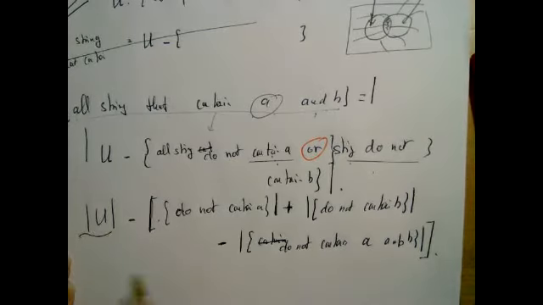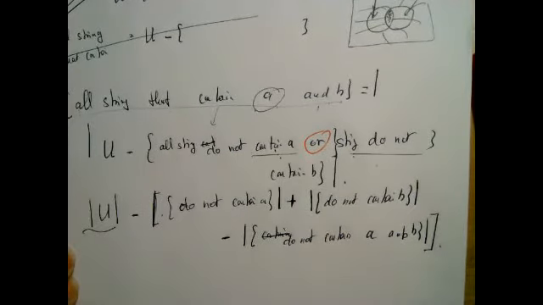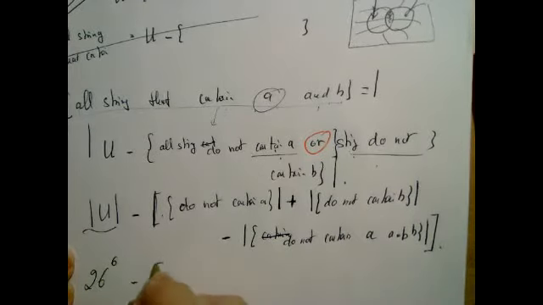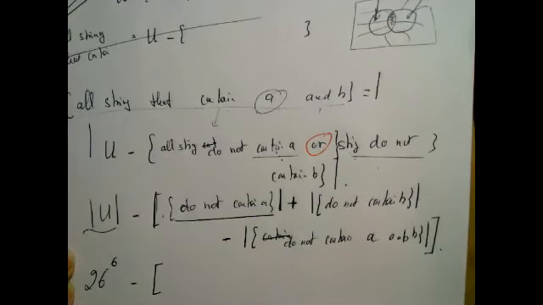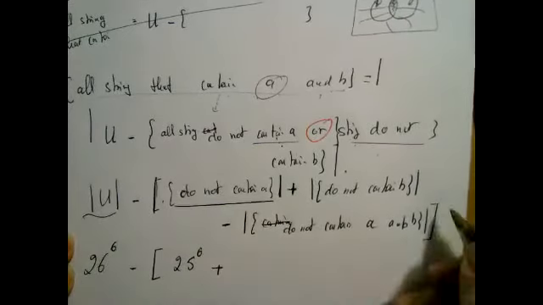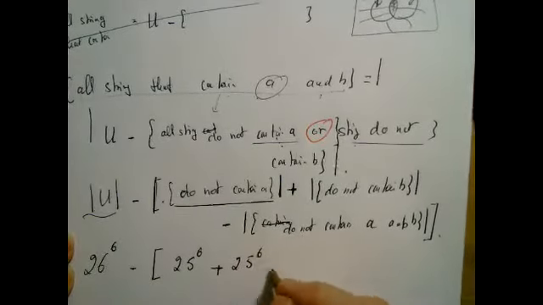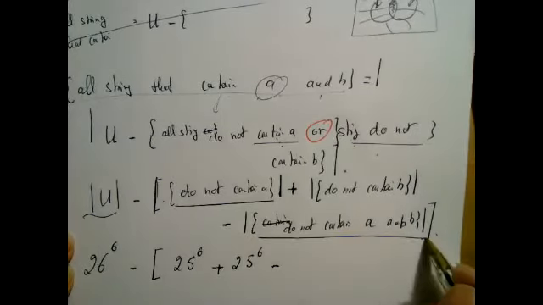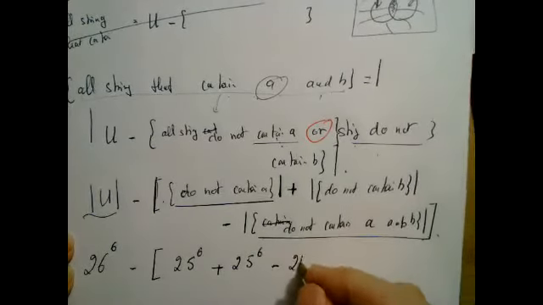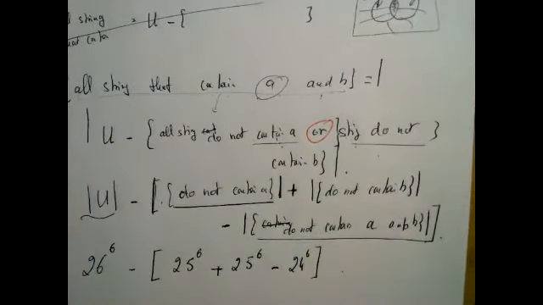My universe is strings of length 6, so we have 26 letters to the power 6, minus those that do not contain A, which leaves 25 to the power 6. Do not contain B, I have 25 to the power 6. But then I have to take what's in common, meaning those that contain both of them, which would leave me with that. That's the problem that most of you had difficulties with. The rest was, every student had their own problem, but this was across the board.